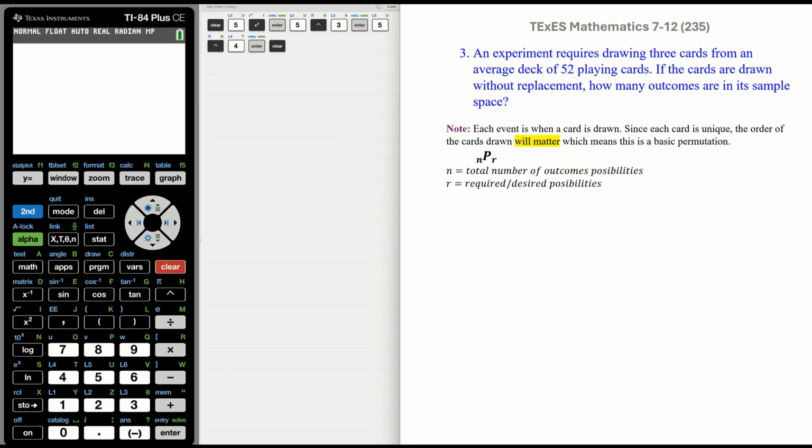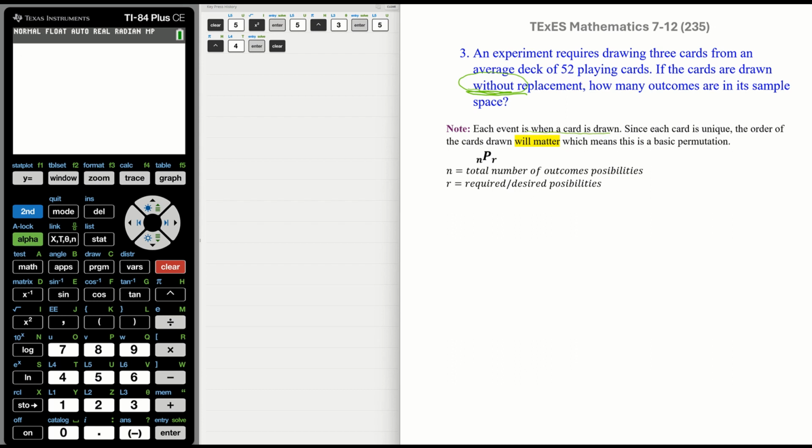Number 3: an experiment requires drawing 3 cards from an average deck of 52 playing cards. If the cards are drawn without replacement, how many outcomes are in its sample space? Okay, this is a little different. We need to note that each event is when a card is drawn.